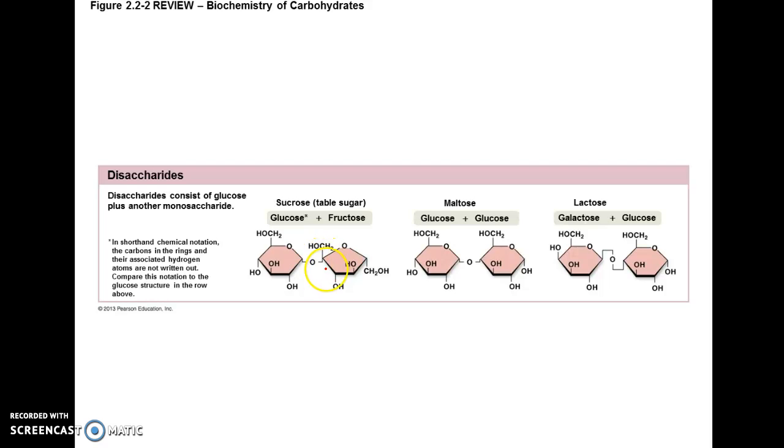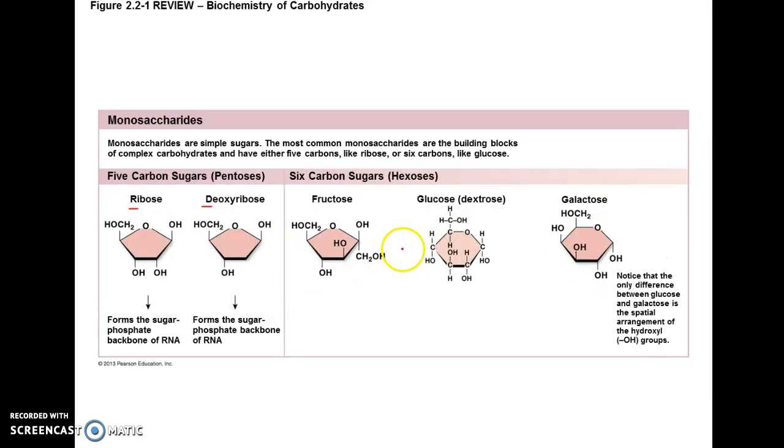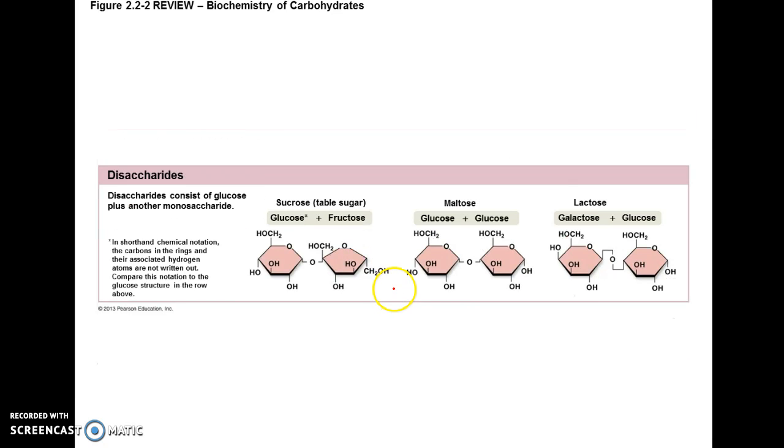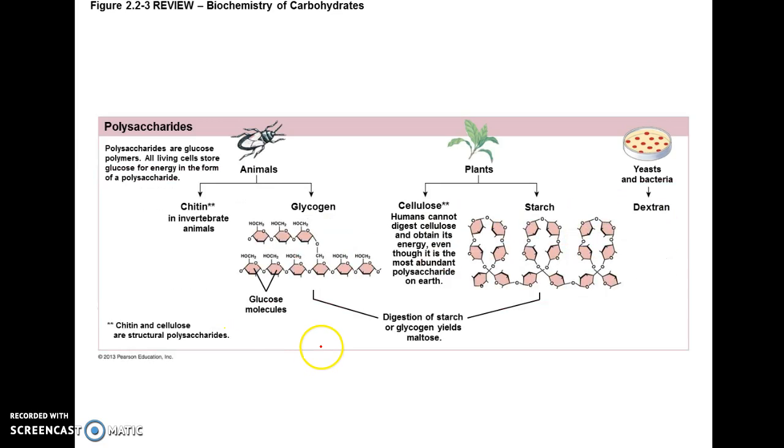This bond is going to be created through something we call dehydration synthesis, which takes one of these OHs, one of these H's, and makes a water, okay? So then, for example, a glucose and a fructose together, they're going to create a sucrose. Glucose and glucose create a maltose. Galactose and glucose make a lactose.